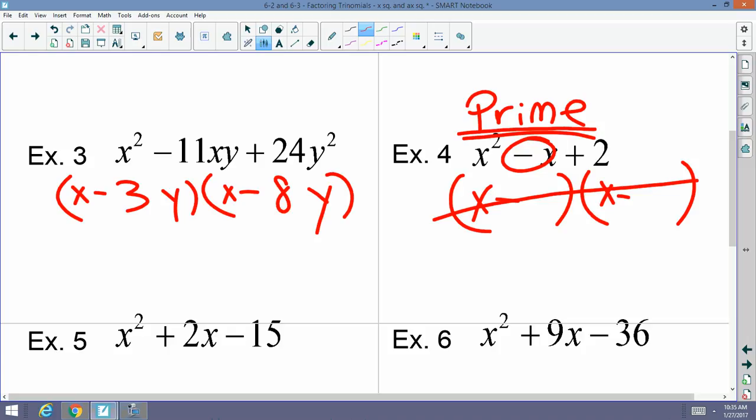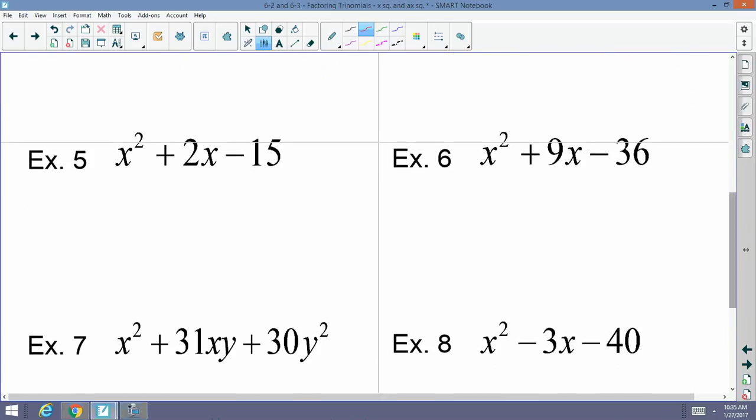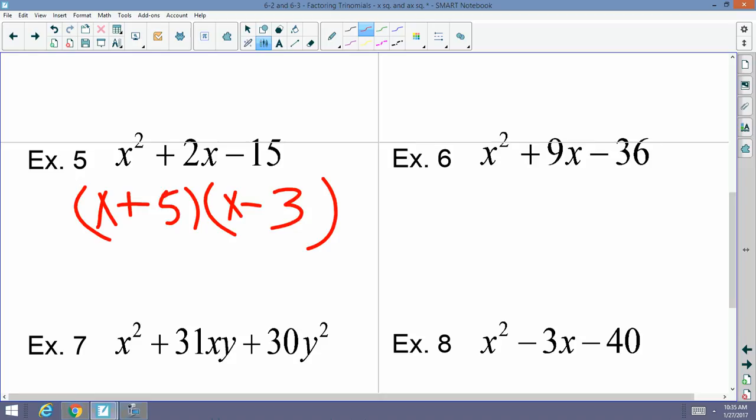Next. Okay, I got x squared plus 2x minus 15. What's my setup look like? X plus, x minus. Very good. What times what is negative 15, but what I have to get is positive 2? Positive 5, negative 3. Here the order does matter. The 5 has to be the positive one. The 3 has to be the negative one.